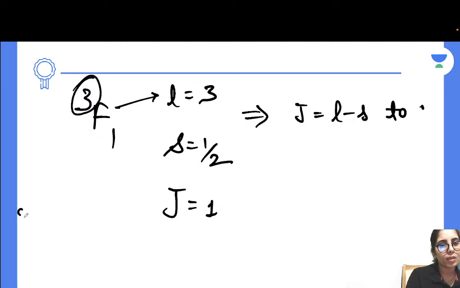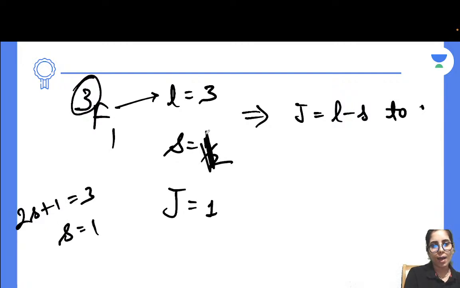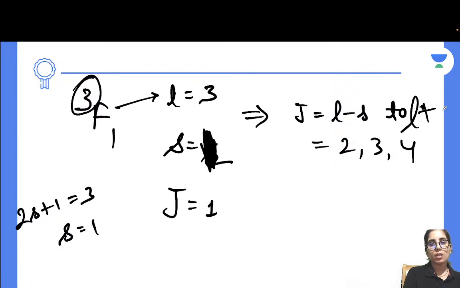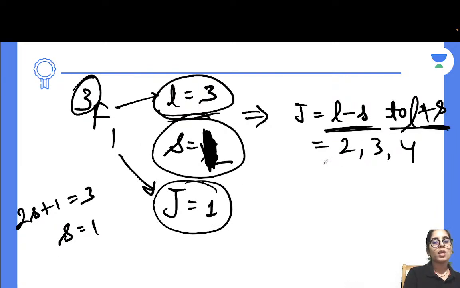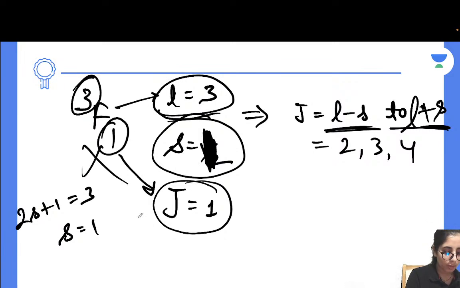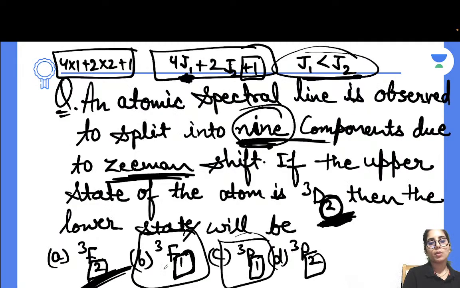Oh, did I consider 2S plus 1 is equal to 3? So S should be equal to 1. Guys, why 1 by 2? It should be 1. So J is equal to L minus S to L plus S, which is giving me 2, 3, 4, right? So you can see that I can't even have the J value to be equal to 1 associated with it if I'm following the steps and I'm trying to check it out. So that means 1 is not correct, which means 3F1 is a wrong notation. When it is a wrong notation, this cannot be the right answer. So your right answer will be option C.